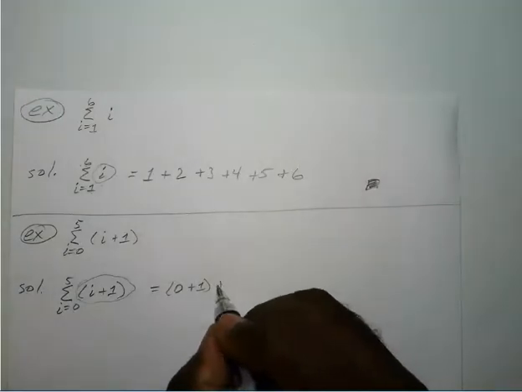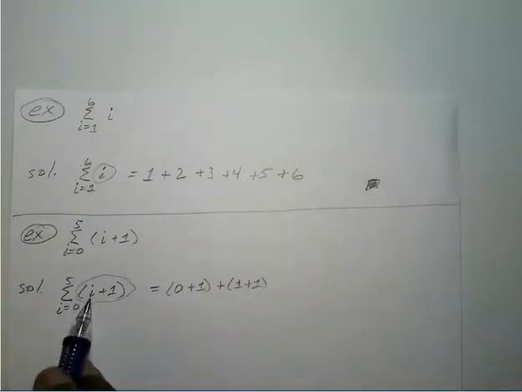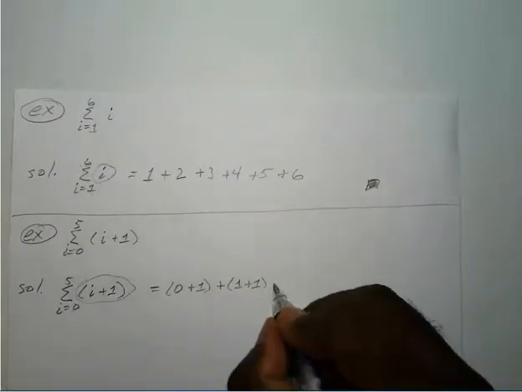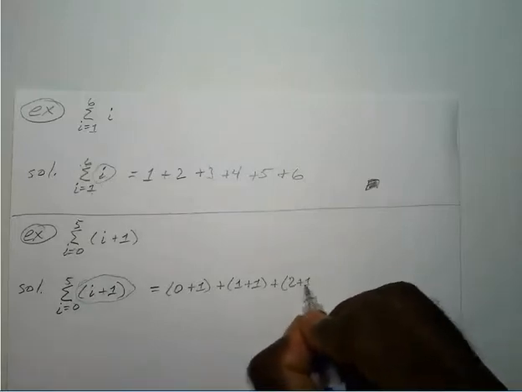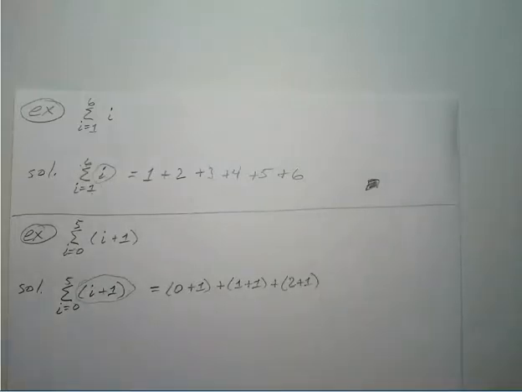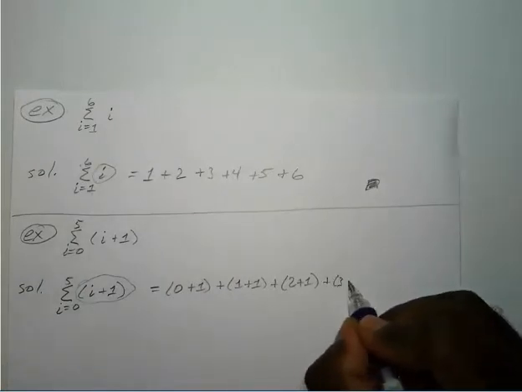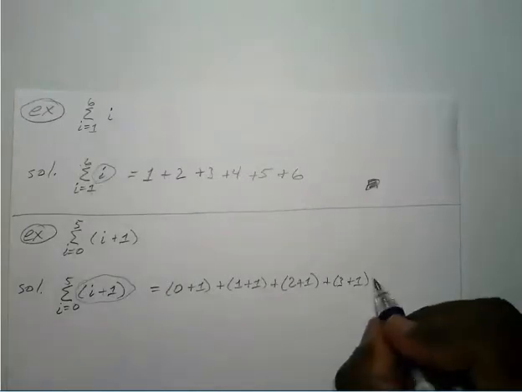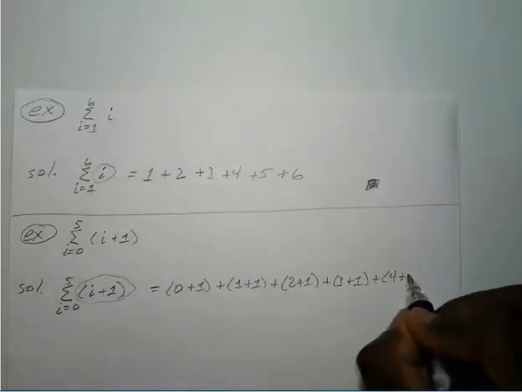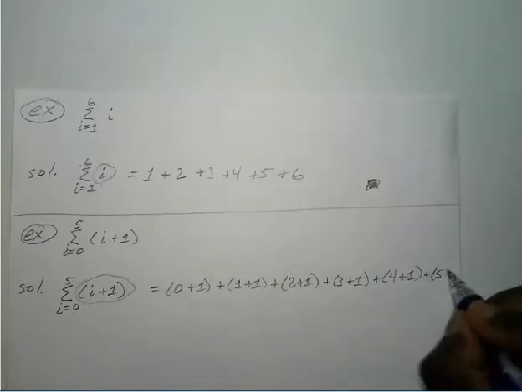So that's plus 1 plus 1. Okay. Then you're going to move up another number and replace the I with 2. Plus 2 plus 1. Then you're going to move up another whole number. Plus 3 plus 1. You're going to move up another whole number. Plus 4 plus 1. Then you're going to move up another whole number, plus 5 plus 1.